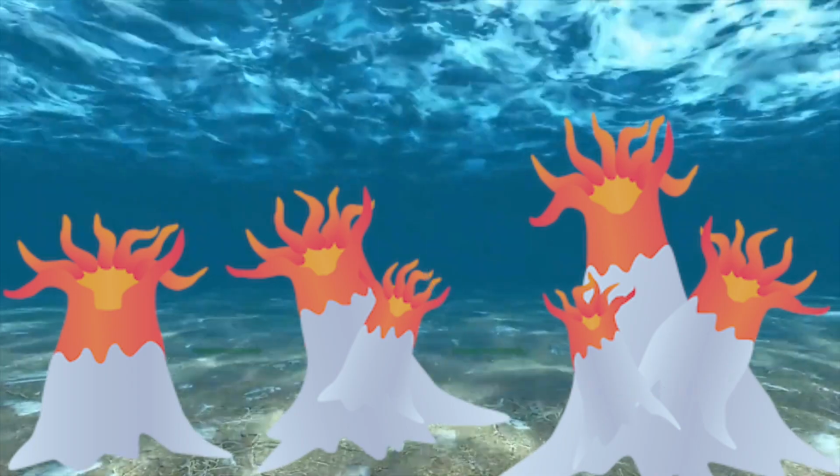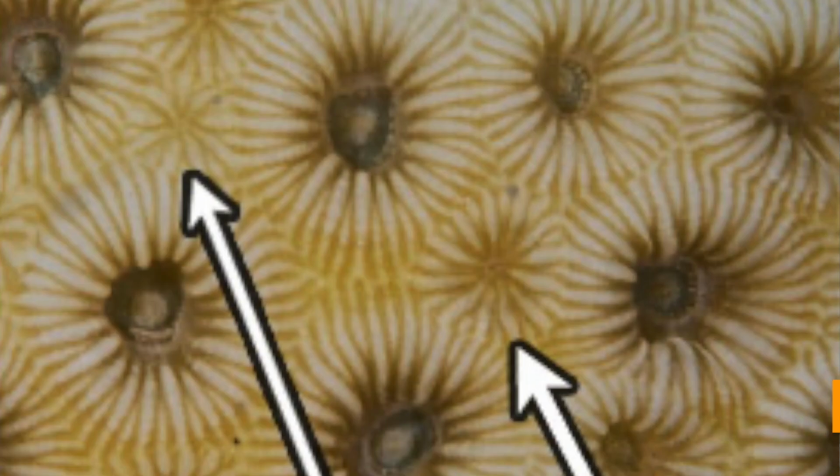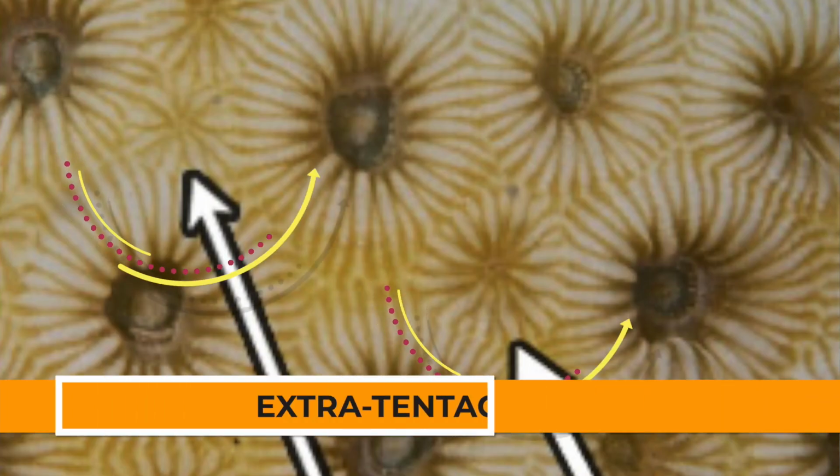Two types of budding. One, intratentacular budding, when a polyp divides internally into two. Two, extratentacular budding, when a polyp grows outside of an existing polyp.